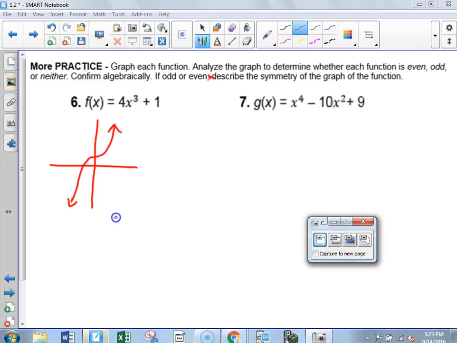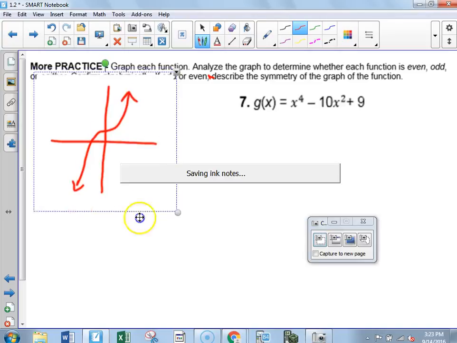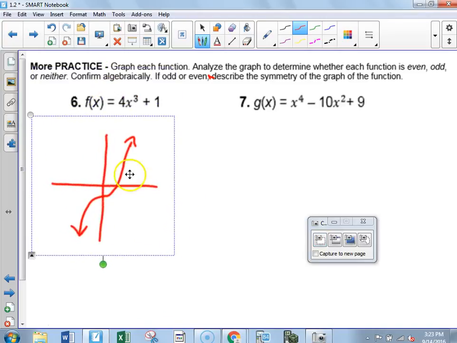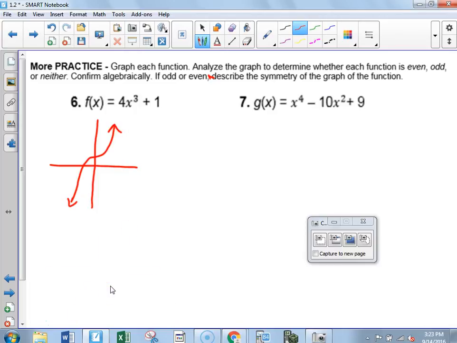Looks like that. Yes? Vesma says odd. What do you think, guys? A lot of students would say this is odd. If I flip this upside down and put it underneath, does it look identical? This one crosses above the x-axis, this would cross below, yes? Okay, so we're thinking it's not.